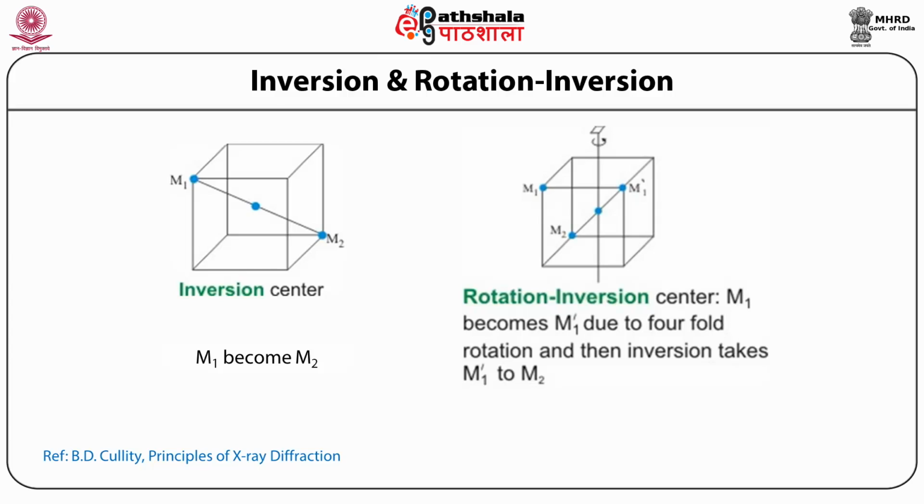Next is rotation inversion. This symmetry operation is a combination of rotation and inversion. That is, a lattice is reproduced when it is given an n-fold rotation and then it shows the inversion symmetry. Now as we can see from the figure, M1 becomes M1 prime due to four-fold rotation and then inversion takes M1 prime to M2.